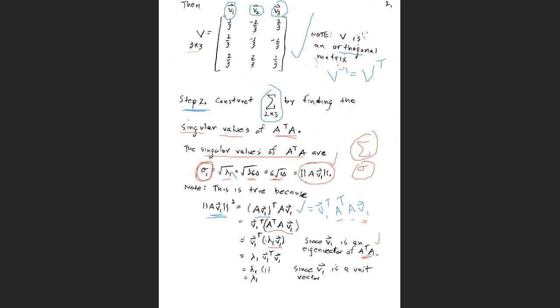So this means that we have here V1 transpose times lambda 1 times V1. That is just equal to lambda 1 times V1 transpose times V1, right? I can factor the scalar out of the matrix product. We learned that. And then what is V1 transpose times V1? Well, that's the same as the dot product of 2 unit vectors. That's going to equal 1.